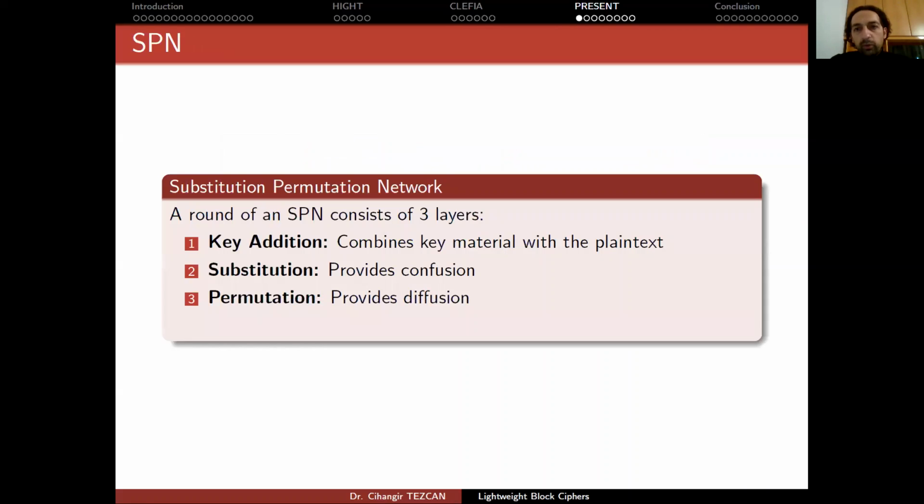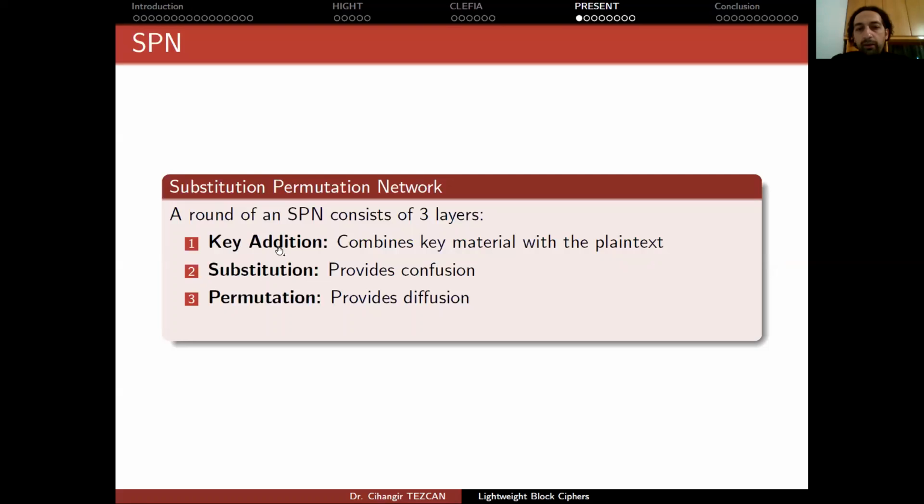So let's move on to present. Now we are moving from Feistel ciphers to SPN ciphers, which is actually the abbreviation for substitution permutation network. A round of an SPN cipher consists of 3 layers: key addition, substitution, permutation. Actually, the order of this key addition from time to time changes. I mean, instead of mentioning here, you can also mention it at the end. It is just a matter of taste, actually.